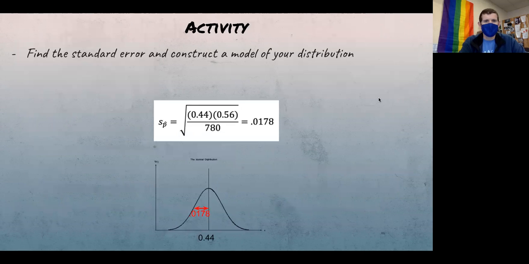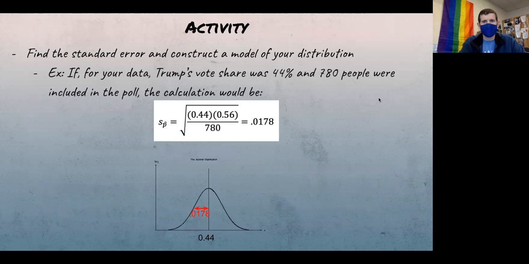So we're going to construct a model of a distribution. So this is made-up data. No one has this, but pretend that Trump's vote share in the poll was 44% and 780 people were included. Therefore, you have this calculation. So you take your p hat, which is 0.44, times 1 minus p hat right here, and then divide by the sample size, and there's your standard error for that particular model. All right, that's pretty straightforward. If you want to go ahead and calculate what you have already, you can, but we're going to come to that.